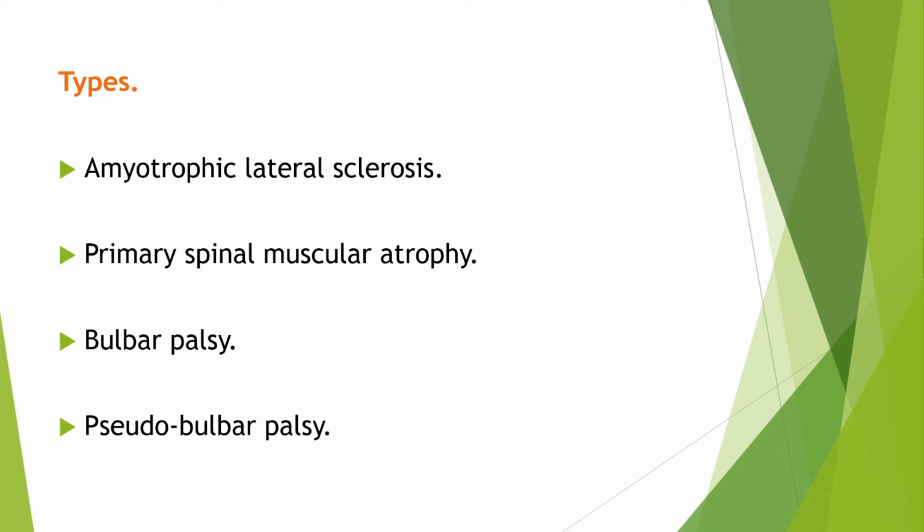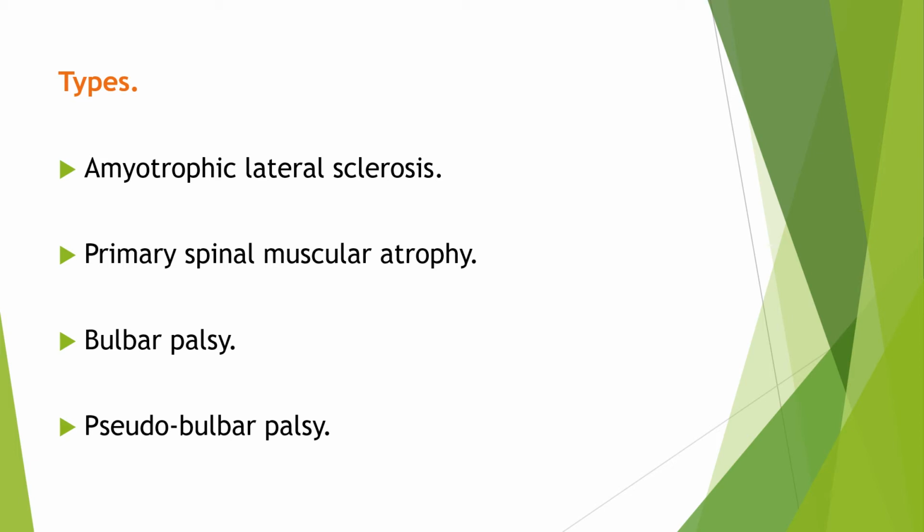Pseudobulbar palsy is an upper motor neuron type of lesion in the bulbar musculature, in which the corticobulbar tract is involved. There may be hyperreflexia, increased, exaggerated jaw jerk, or exaggerated gag reflex would be there.